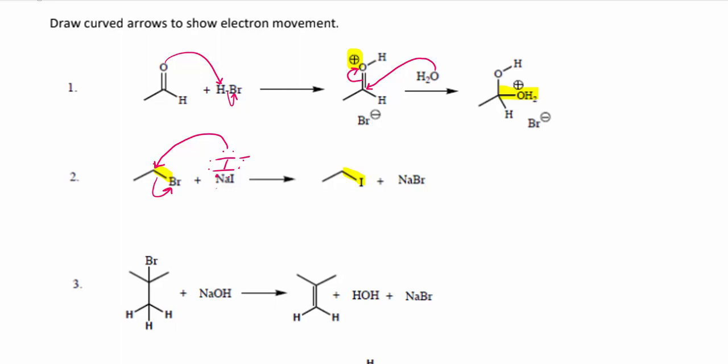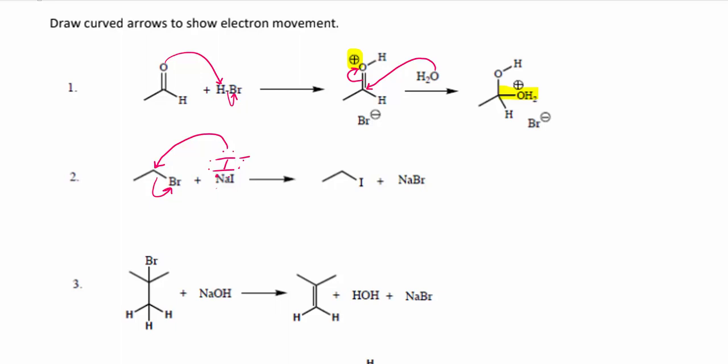So you see, this carbon is electrophilic, and it is electrophilic because of this polar bond. The electronegativity there is what causes that carbon to be electrophilic. So we have shown an arrow for a new bond being made. That's the carbon-iodine bond. And we've shown an arrow for the bond being broken, the carbon-bromine bond.